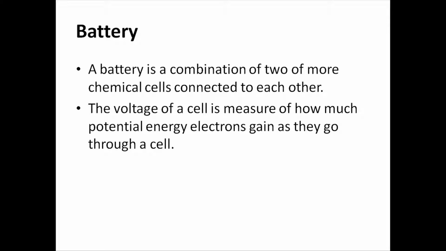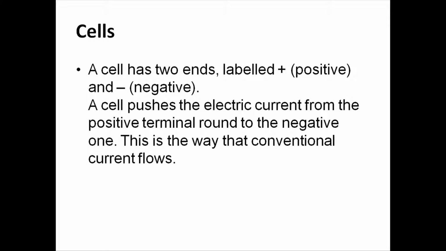The voltage of a cell is a measure of how much potential energy electrons gain as they go through a cell. Many common cells have a voltage of 1.5 volts. When cells are connected in series or in parallel, each cell adds potential energy to the electrons that go through it.